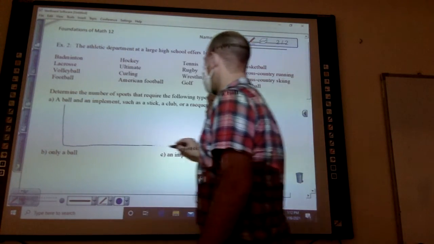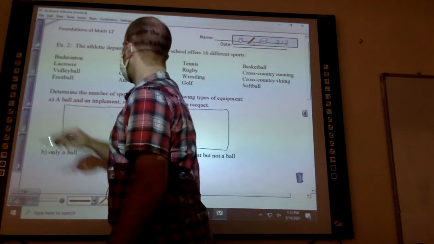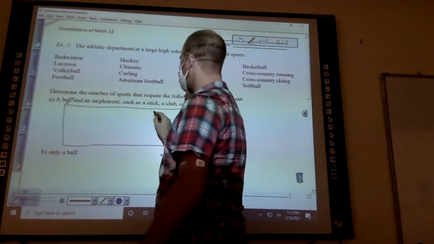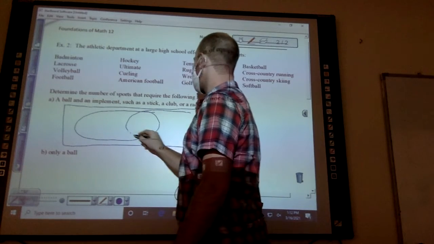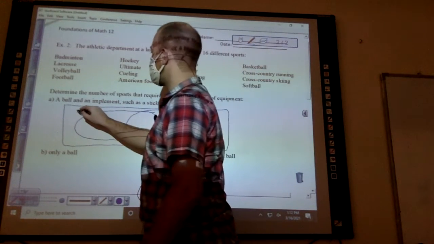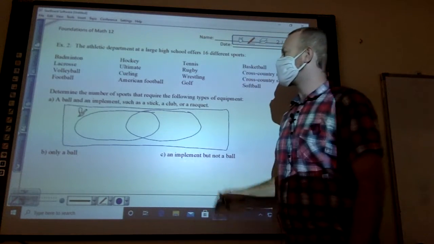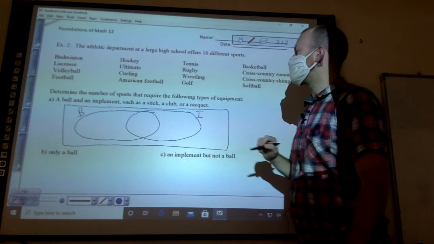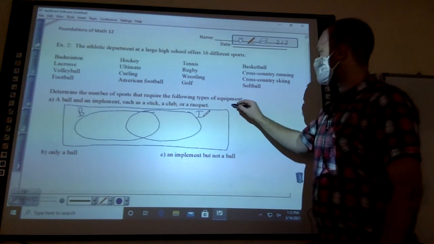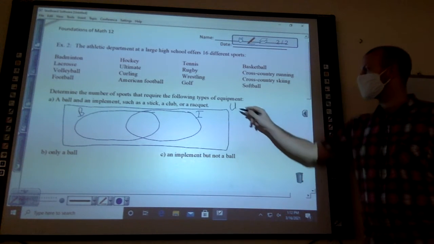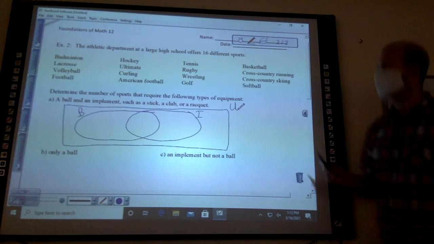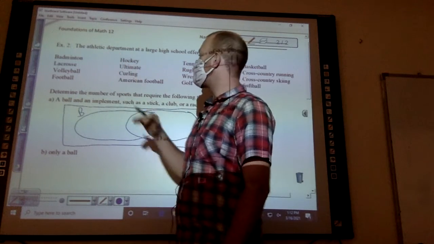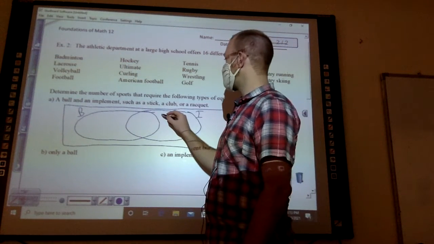So let's make a thing like this. I'm going to make these circles really wide so I can write things in here. So we're going to say here is the sports that include a ball and the sports that include an implement, and let's just call this whole thing the universal set. Yep, exactly. So let's go through and put these. So badminton has a racket, but not a ball, so that just goes over here.